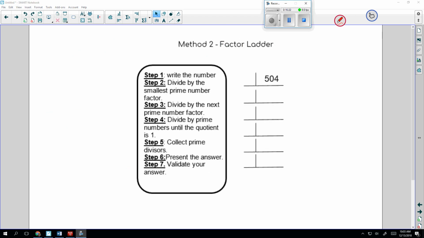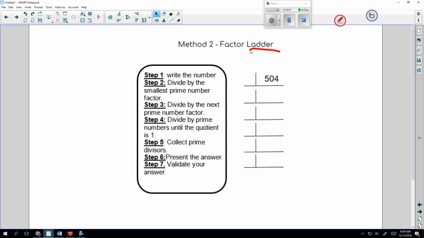Okay, so the second strategy that you can use is called a factor ladder. Now factor ladders are a little different. They're more structured. You have to start in the same spot every time. It's called a ladder because you can see it kind of looks like a ladder. For this one, we're going to do a bigger number, because sometimes you'll be asked to factor really big numbers, and you have to be able to do that.